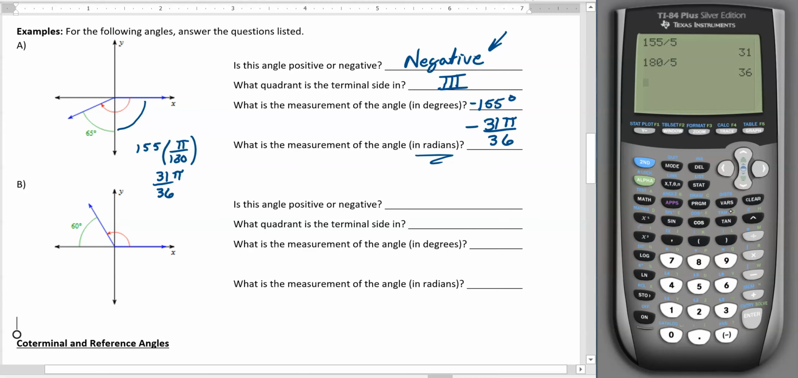Let's look at this next one. So looking at letter B, is this angle positive or negative? Well, this angle of rotation tells us we're opening counterclockwise, so it is positive. What quadrant is the terminal side in? This is the second quadrant. What's the measurement of the angle in degrees?